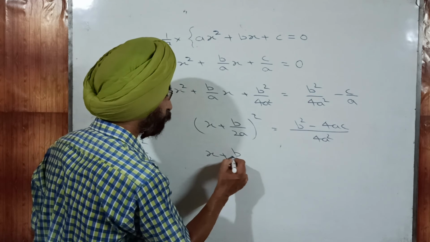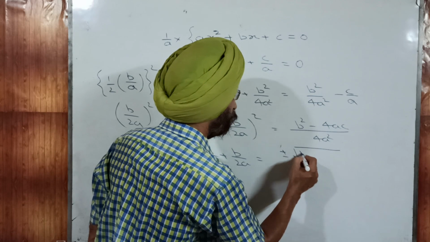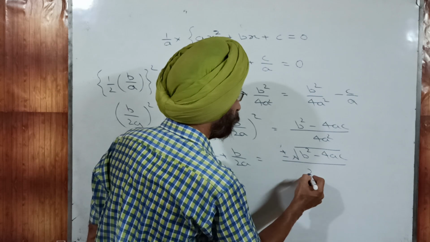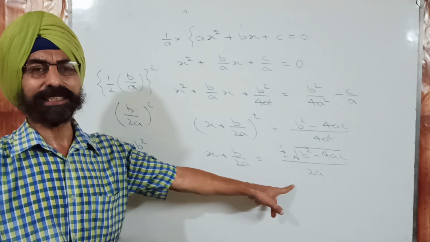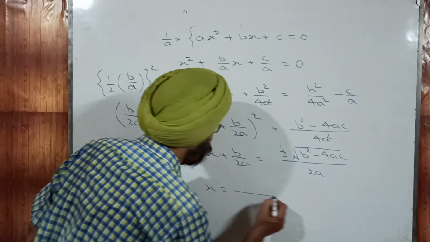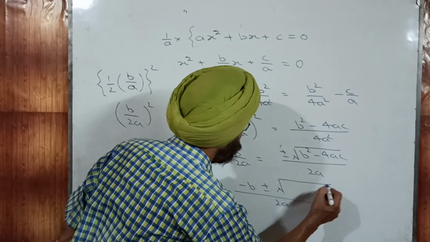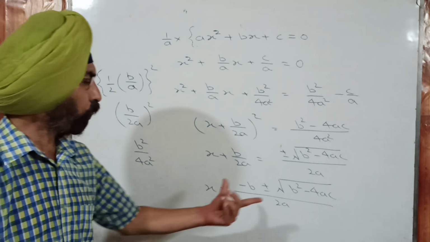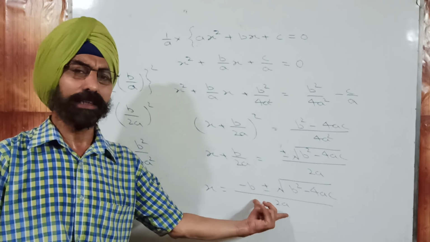What are you going to get? x plus b upon 2a is equal to plus minus square root of b square minus 4ac over square root of 4a square, which is 2a. Take this b upon 2a also to the right hand side and take LCM 2a. So what will you get? You will get x is equal to minus b plus minus under root b square minus 4ac, over 2a, which will give you two values, two different, maybe equal, maybe real, maybe complex, maybe rational, maybe irrational.